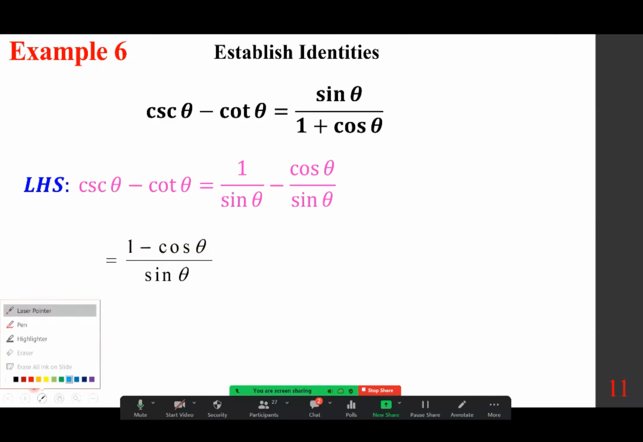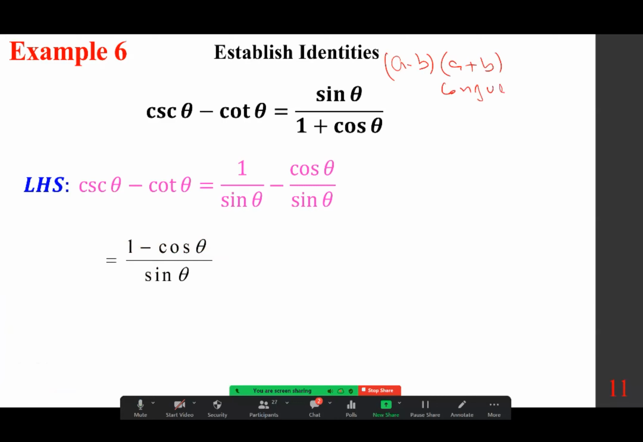And again, I'm going to write it down. If you have A minus B, the conjugate is A plus B, their product is A squared minus B squared. So, of course, you have to multiply by 1. Whatever you put at top, you have to put at the bottom. So we're going to put 1 plus cosine theta at the top and the bottom. This fraction equals 1.